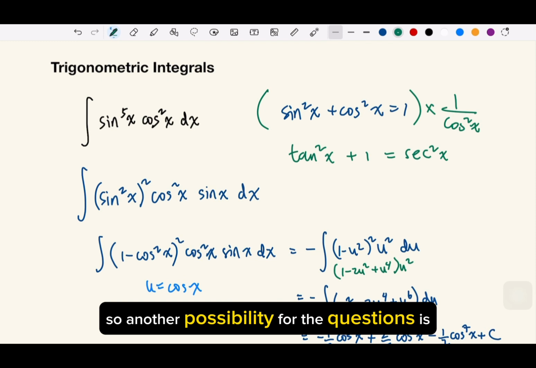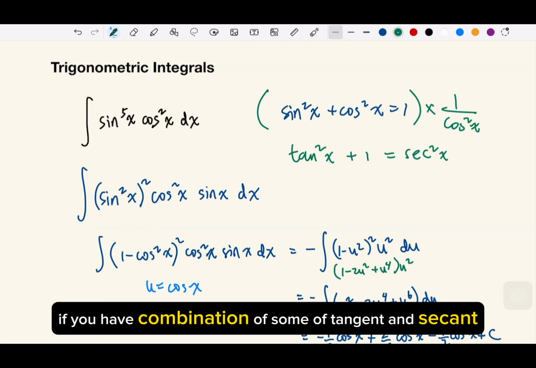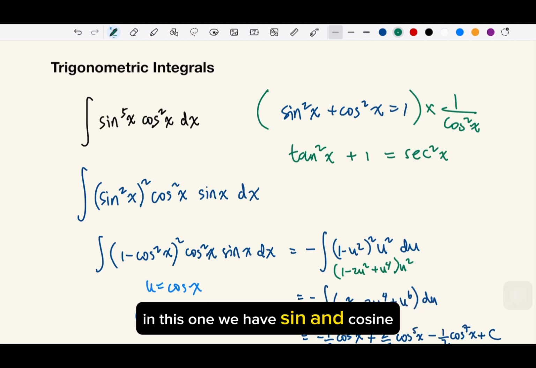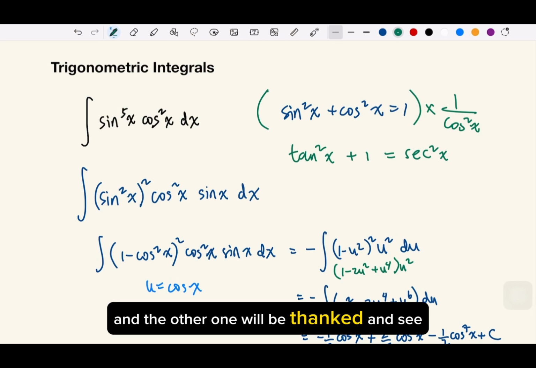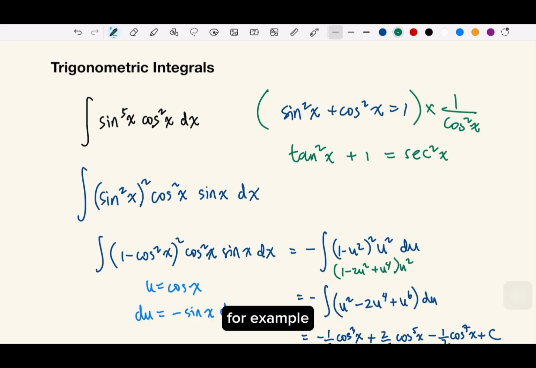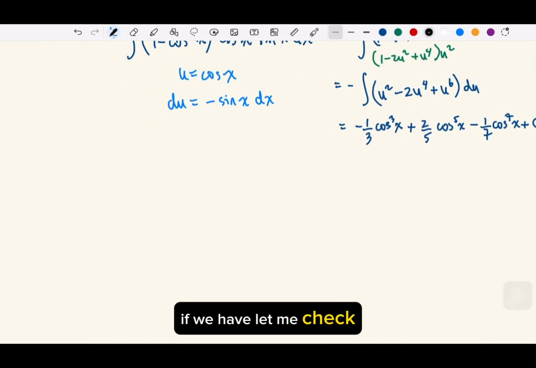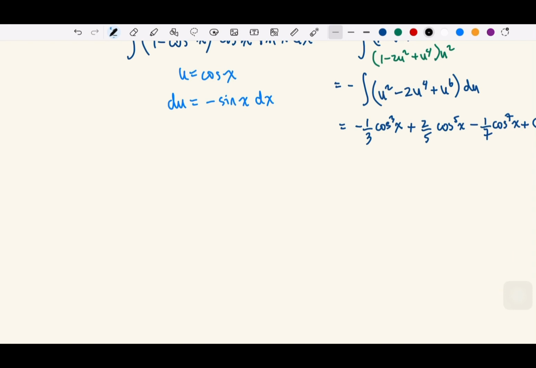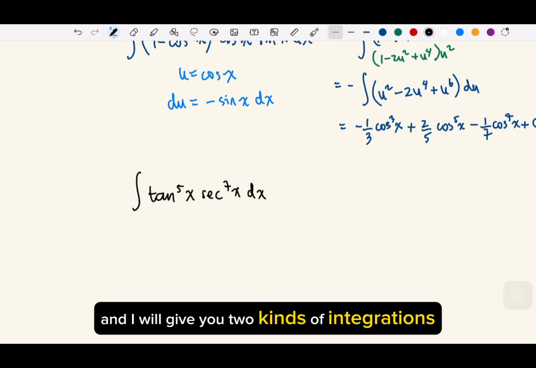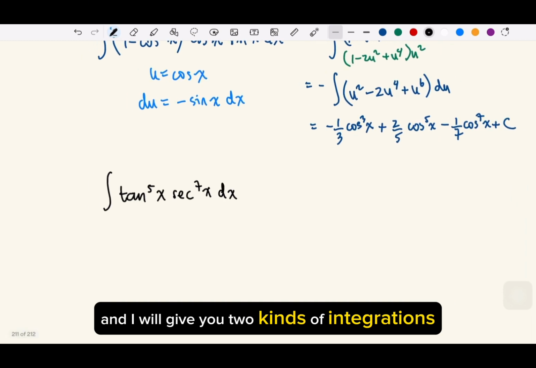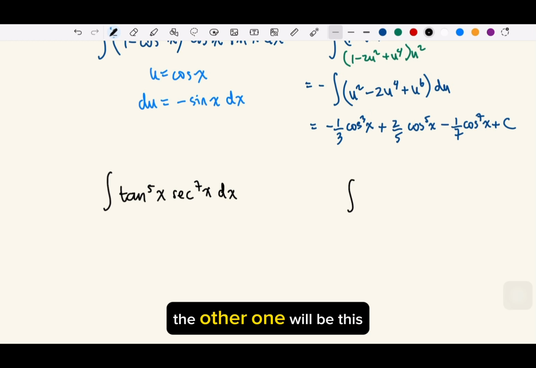So another possibility for the questions is if you have a combination of tangent and secant. Previously in this one we have sine and cosine, and the other one will be tangent and secant. Now, for example, if we have this, and I will give you 2 kinds of integrations. The other one will be this.